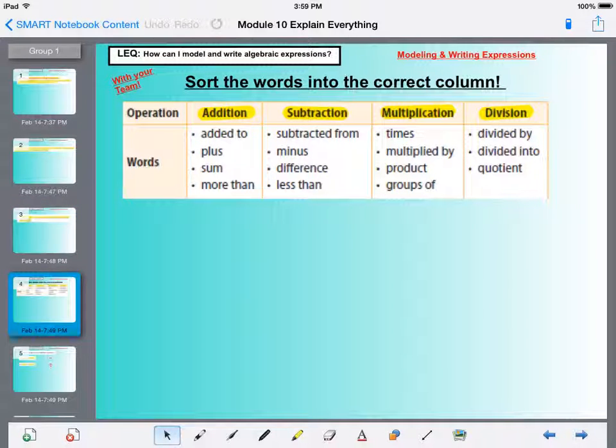We did an activity in class where we had to sort the words into the correct column to show which operation to use in an expression. So some examples of addition: added to, plus, sum, more than. Some examples of subtraction words are subtracted from, minus, difference, less than. Examples of multiplication are times, multiplied by, product, or groups of. And division, some examples would be divided by, divided into, and quotient.